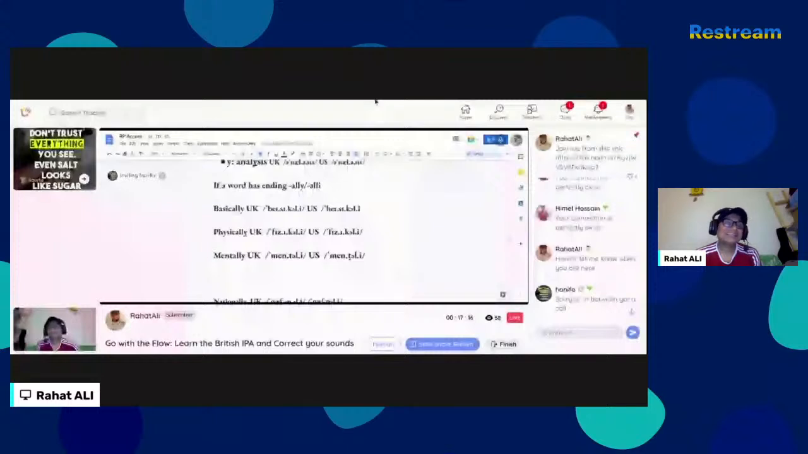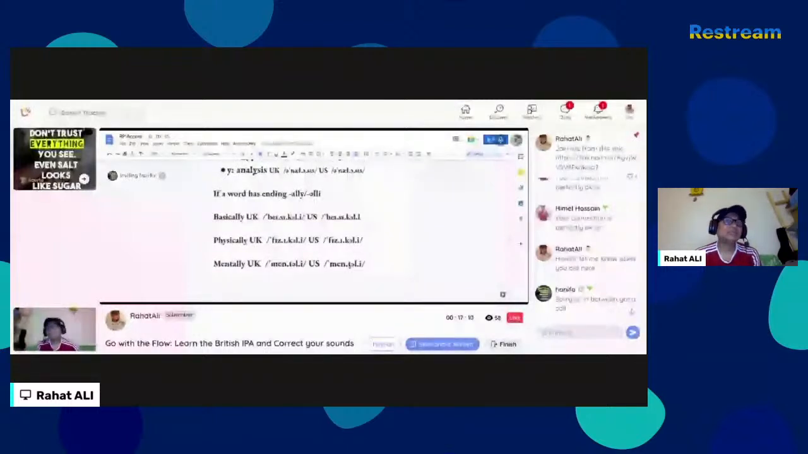So if your word has the ending A-L-L-Y, the A is a Schwa sound, which means that we do not pronounce the A at all. Please have a look at these examples. It's basically, do not say basically, okay? It is basically because A is Schwa sound. Likewise, physically, mentally. We do not stress on the A. You just have to assume that there is no A.